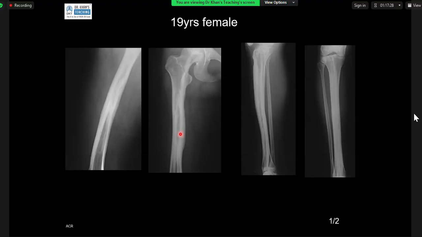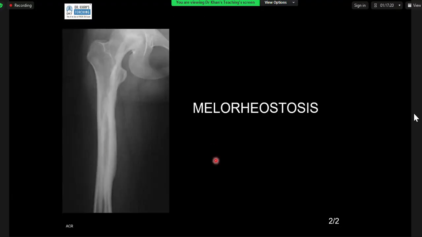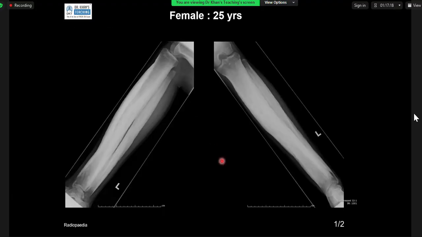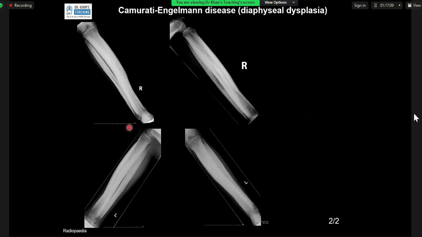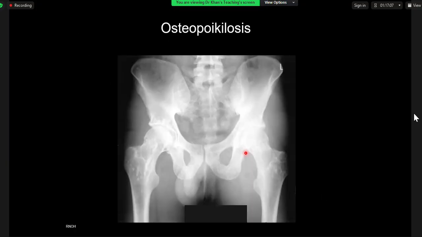Remember that. Endosteal means inside the medullary cavity. Periosteal means outside. It will give you this kind of appearance. This is melorheostosis, and this is another case from Radiopaedia, Engelmann's disease, diaphyseal dysplasia, bilateral symmetrical. And this is osteopoikilosis.